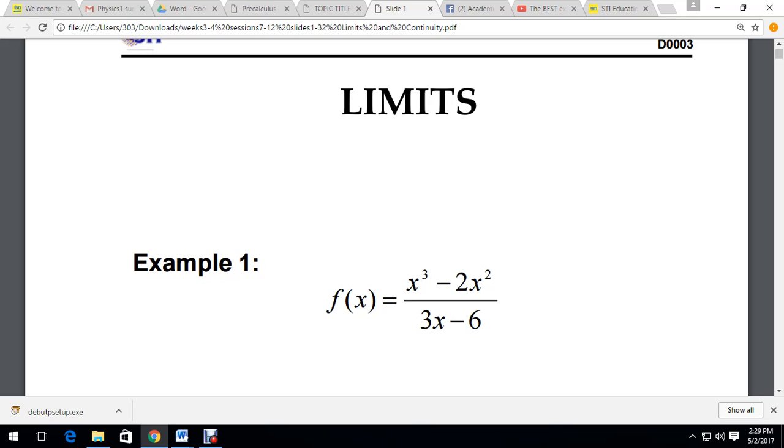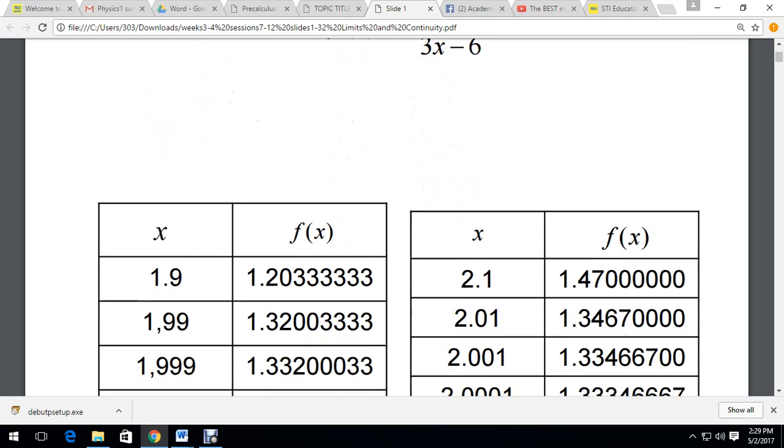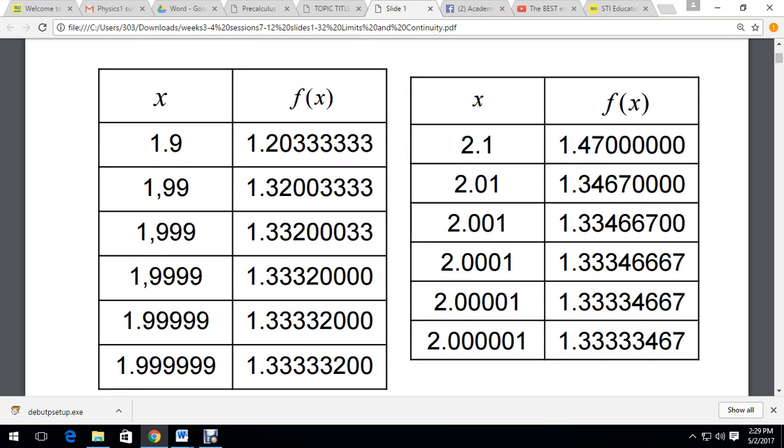Since we are allowed to substitute any value of assignment for x other than 2, now the main concern is, what if we try to substitute values closer and closer to 2, one coming from below 2, and the other one coming from above 2. Now, to illustrate that, so that we could determine the behavior of the function f of x, let's try to illustrate that using the following tables.